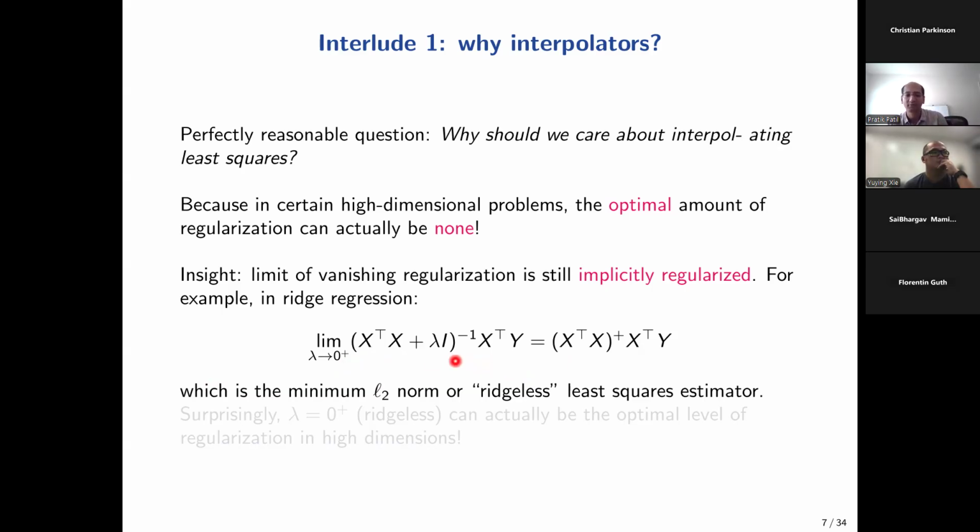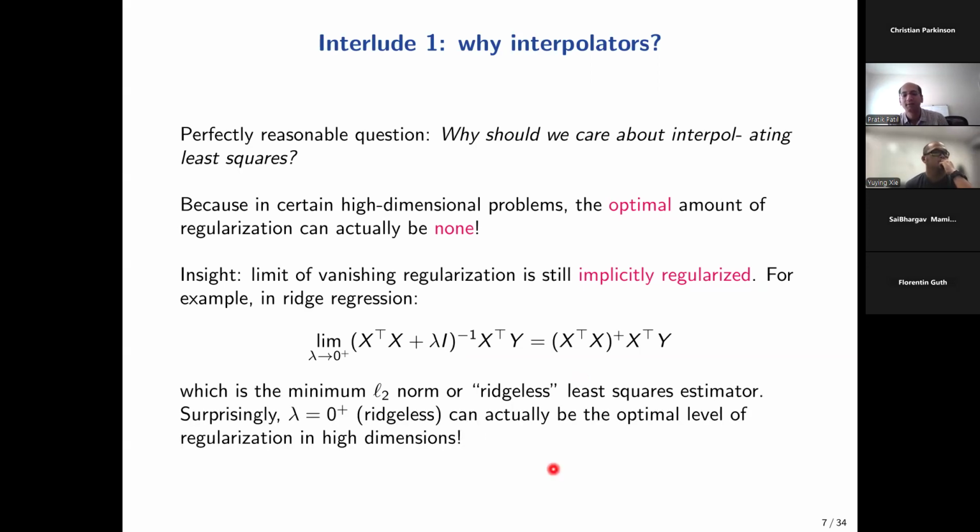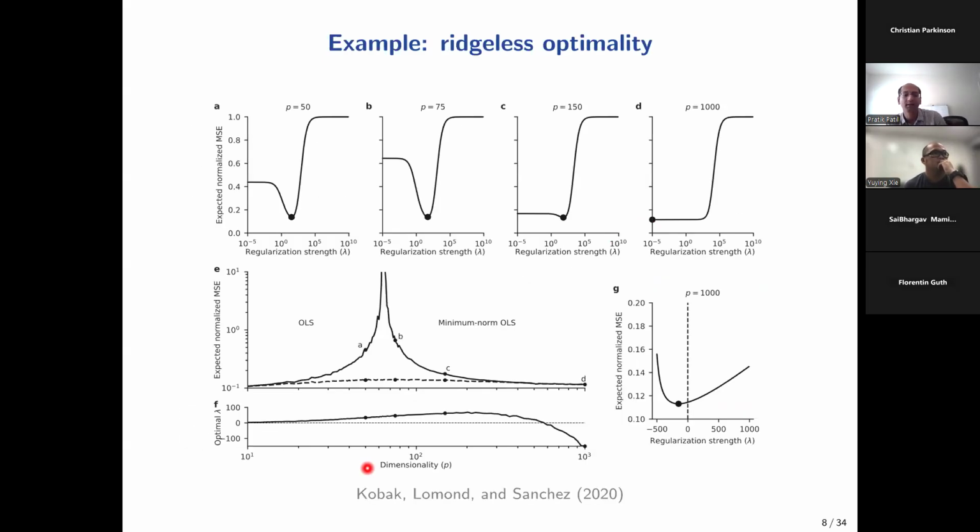If you're in the underparameterized regime, this is the least squares. But if you're in the overparameterized regime, this will completely fit the data and will interpolate. It turns out there are very simple examples where sending lambda to 0 could actually be optimal in a high dimension problem. This was pointed out by a very nice empirical work in 2020 by Kobak, Lomond, and Sanchez.